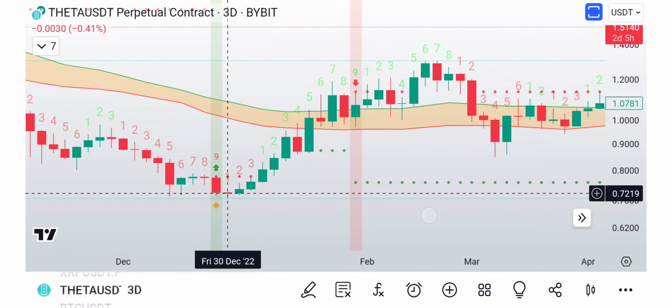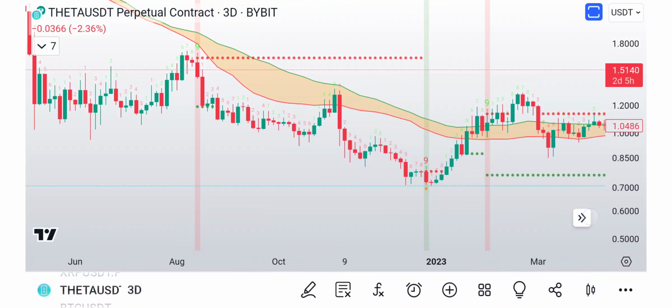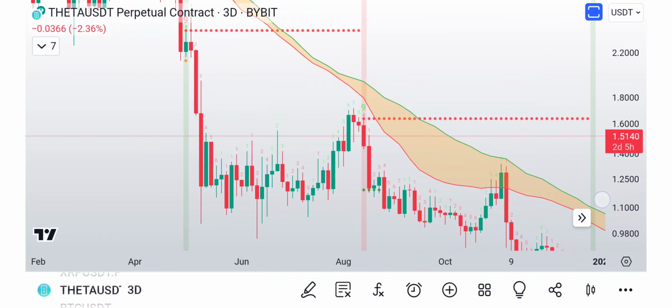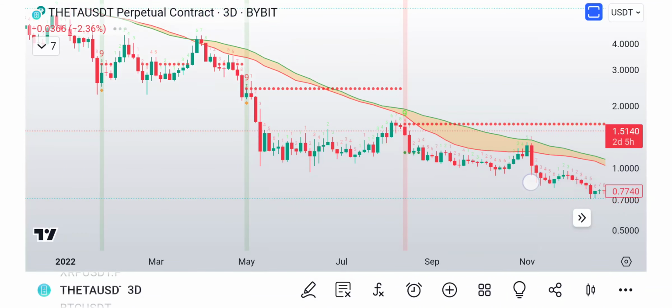So it took, this is a 3-day chart, so 3, 6, 9 days, right? So 3 candles is 9 days. So that's what I'm saying. It could take some time before that occurs. You can see here was a 9 sell, came back down.